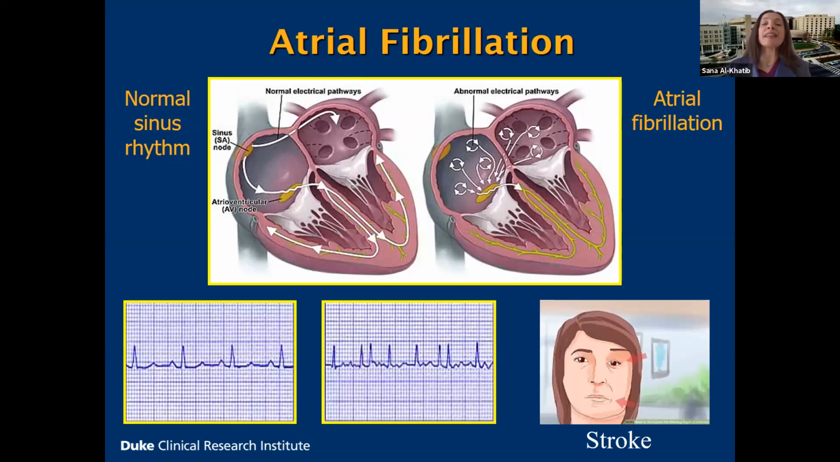And so blood ends up pooling in the top chambers. And when blood pools, it forms clots. These clots may go to the brain and cause a stroke, which is what I showed you here in this person in the figure. This is the most feared complication of atrial fibrillation.